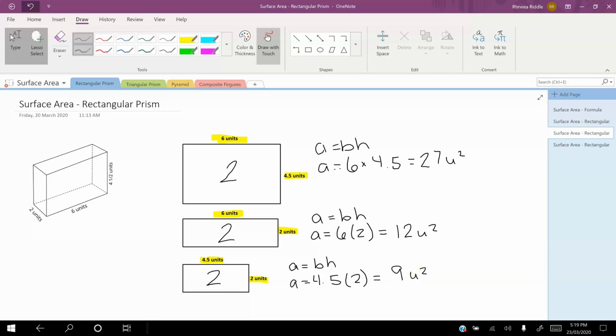And just like I said before, there are 2 of each of these shapes that have the exact same area, so we're going to go ahead and multiply them out. So 27 times 2 is going to give us 54 units squared.